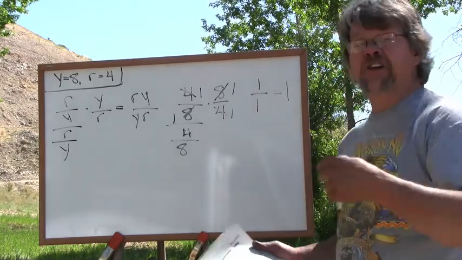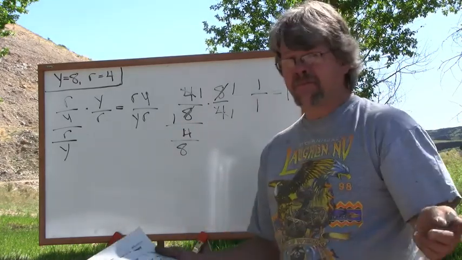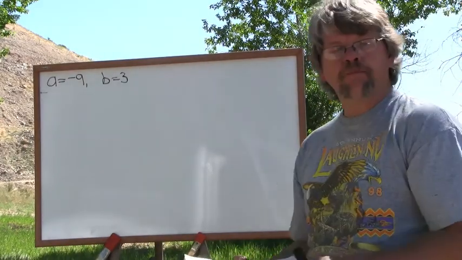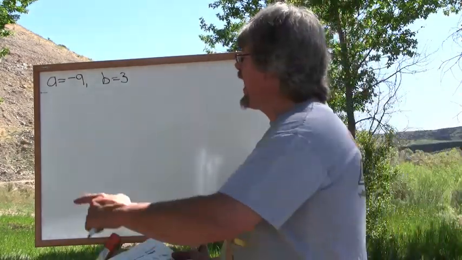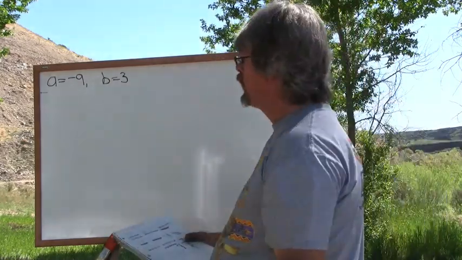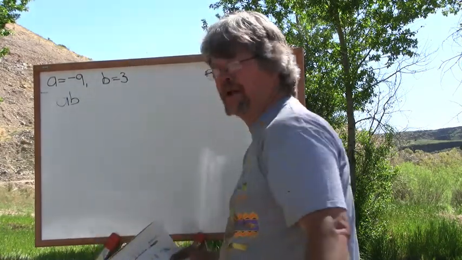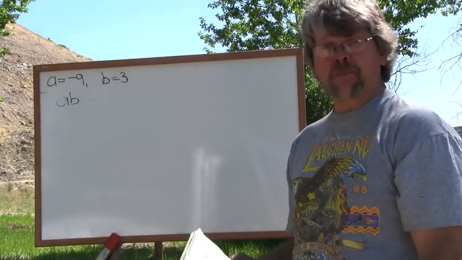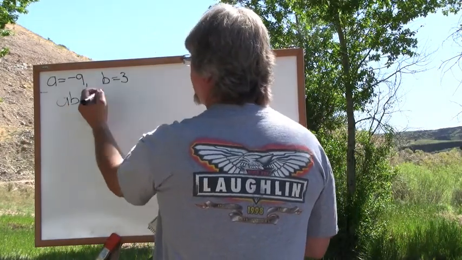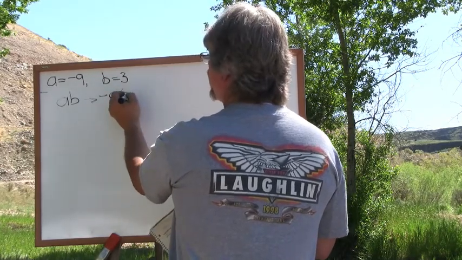These help us get confident with fractions, exponents, parentheses, the whole shot. I love these kinds of exercises. Okay, let's do some more. This time we're told that a is equal to -9 and b is equal to 3. So how would we solve a times b? That's an actual expression. Easy, you plug and chug. This becomes a is -9 times b, which is 3.